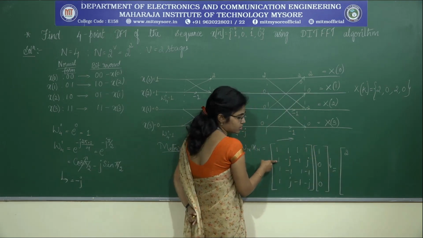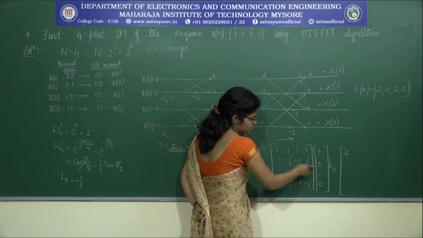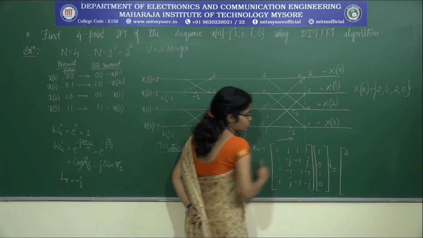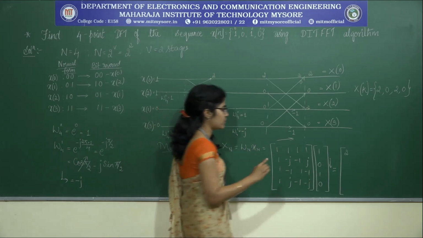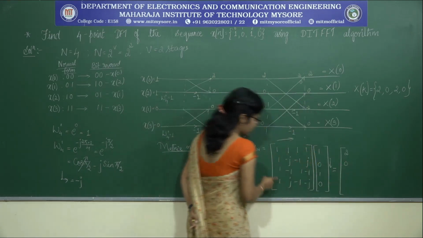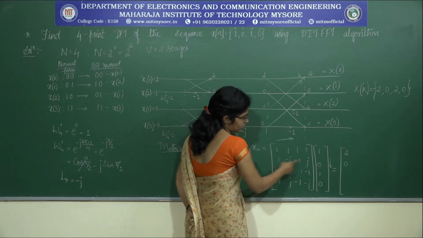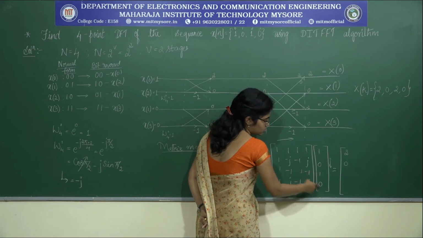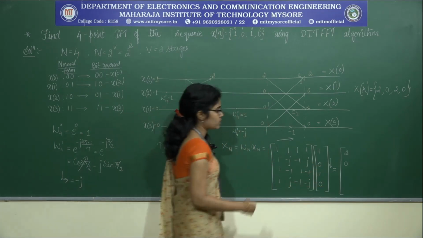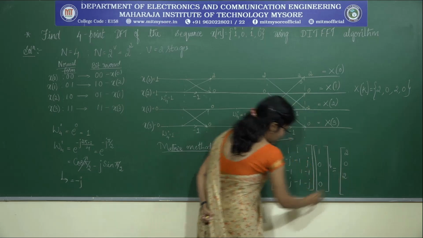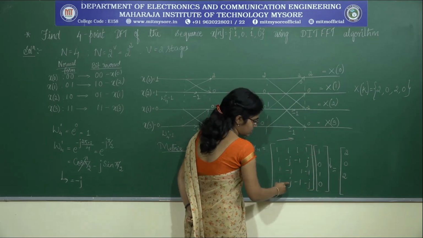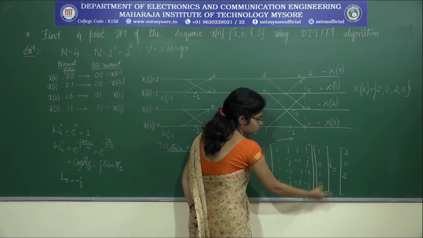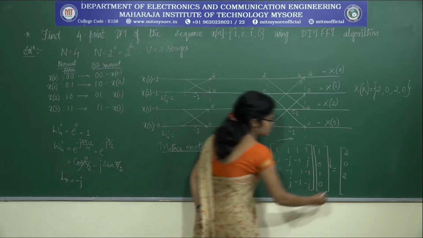So moving on to the second row, 1 into 1 is 1, minus j into 0 is 0, minus 1 into 1 is minus 1, j into 0 is 0. You get it as 1 minus 1, 1 minus 1 is 0. Moving on to the third row, 1 into 1 is 1, minus 1 into 0 is 0, 1 into 1 is 1, minus 1 into 0 is 0, 1 plus 1 is 2. So the last row, 1 into 1 is 1, j into 0 is 0, minus 1 into 1 is minus 1, minus j into 0 is 0, 1 minus 1 is 0.